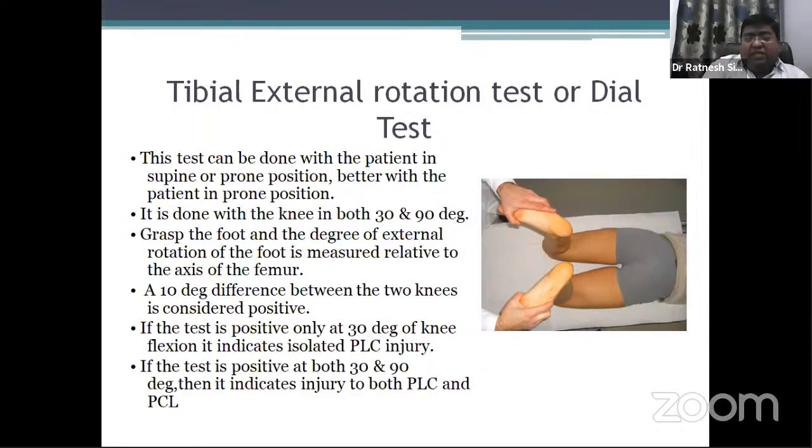If the test is positive only at 30 degrees of knee flexion, it indicates isolated PLC injury. If the test is positive both at 30 degrees and 90 degrees, then it indicates injury to both PLC and PCL.